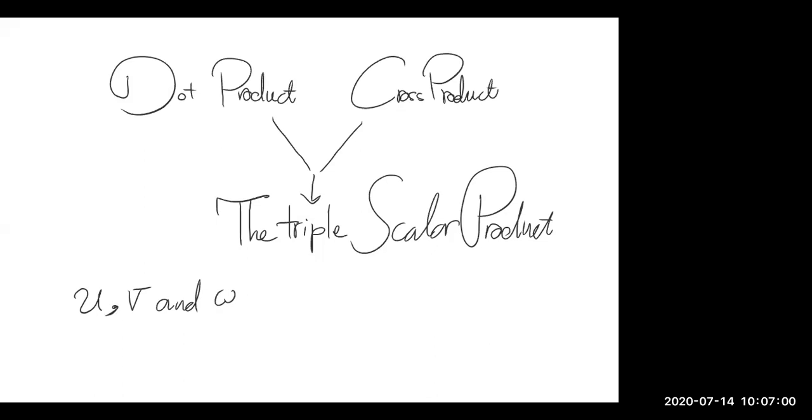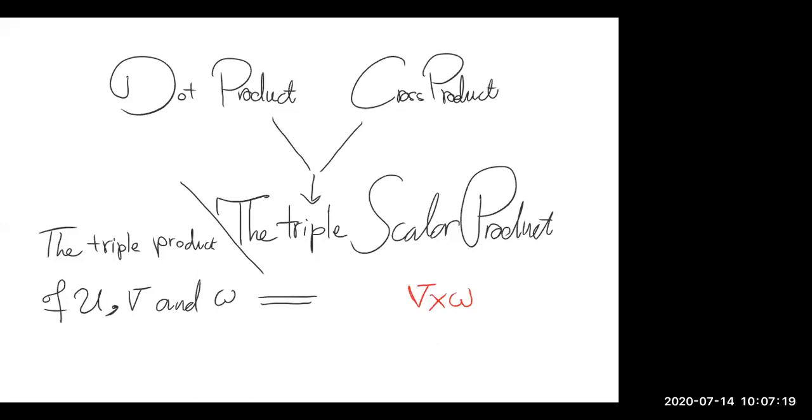The triple product of u, v, and w is defined as follows. Look at v and w. I can compute v cross w, right? That would be a new vector. And u is a vector. Look at their inner product, their dot product. That is defined to be the triple product of u, v, and w.